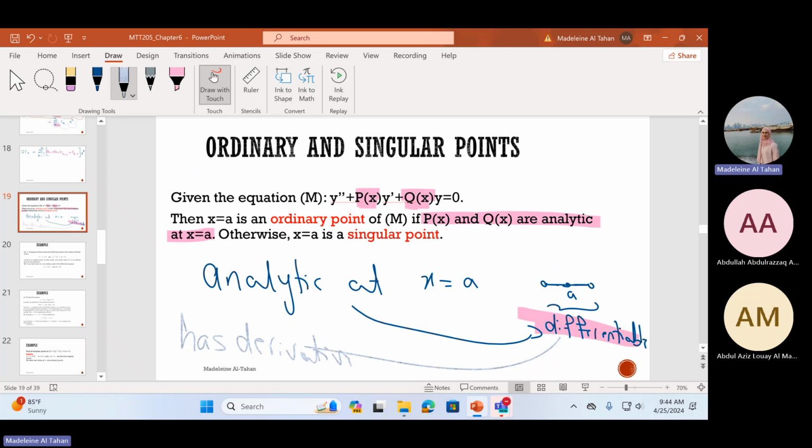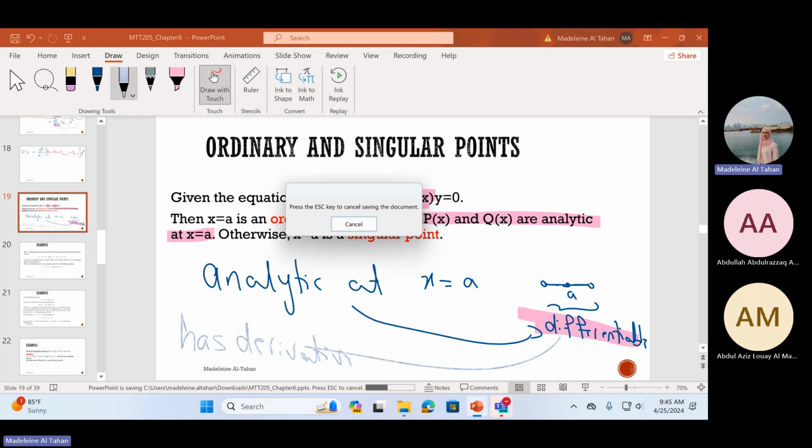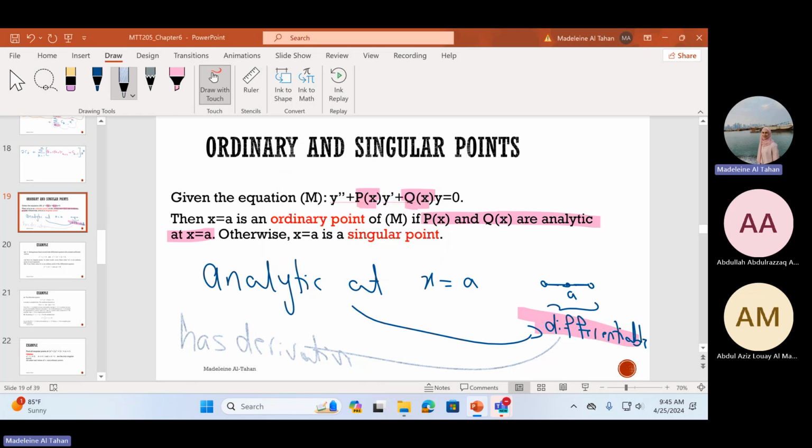Okay. Suppose that p of x is equal to x and q of x is equal to x squared. Differentiable or not? What's the derivative of x? Do we have a problem? What's the derivative of x squared? Do we have problems in that? Okay. So is it differentiable? We don't have problems in it at all. So it's differentiable and it's what? Analytic.